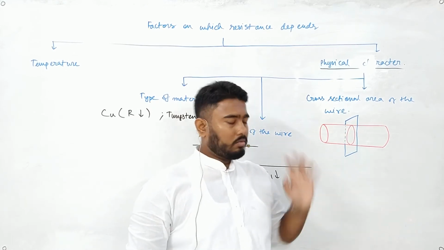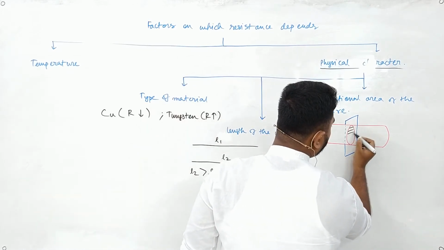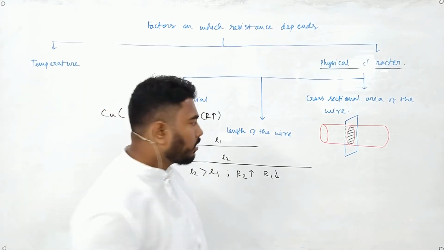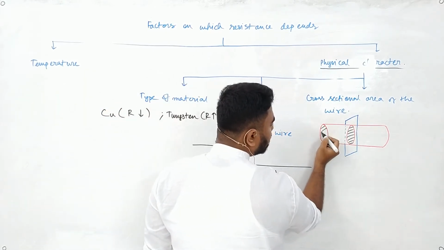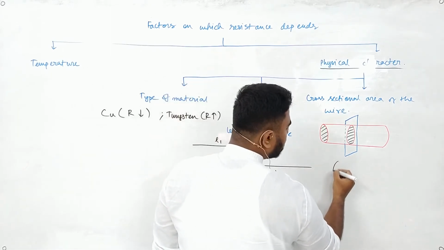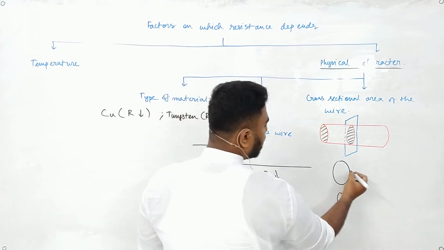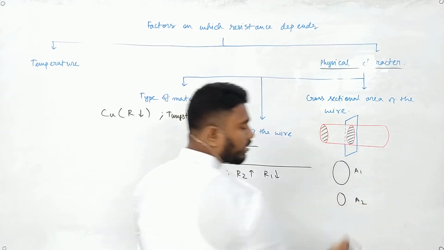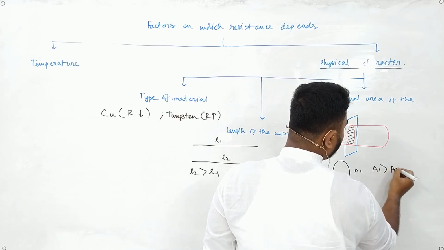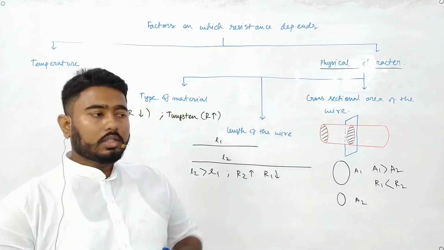Now this has an area. When we are talking about cross sectional area, we are talking about the area of this plane figure. Tell me, will this area and this area be the same? Suppose this is A1, this is A2, which one is greater, A1 or A2? A1. So if the cross sectional area A1 is greater than A2, then the resistance R1 will be less than R2.